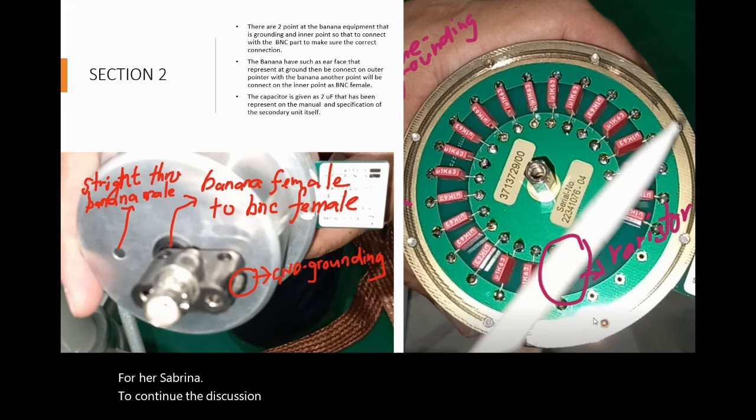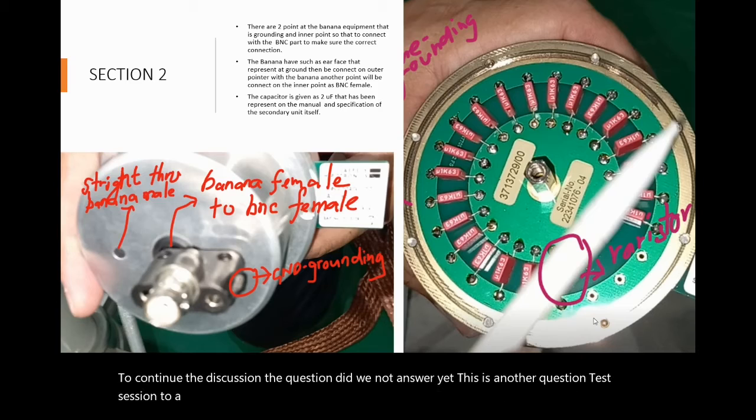To continue, the question that we have not answered yet is another question. That's section 2, number 3. There are some descriptions that I can tell you based on our understanding.